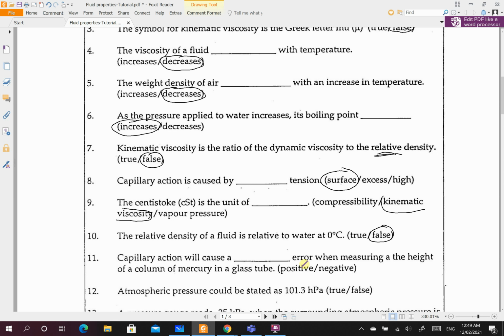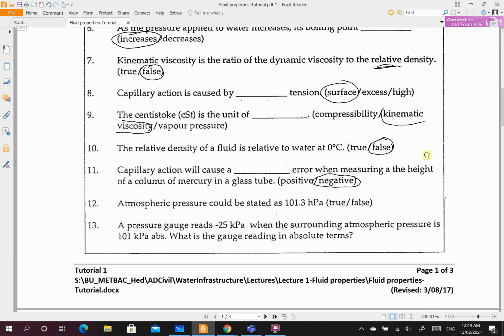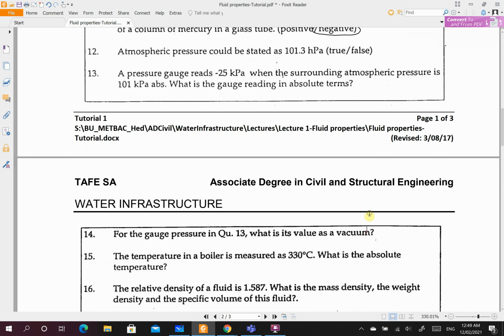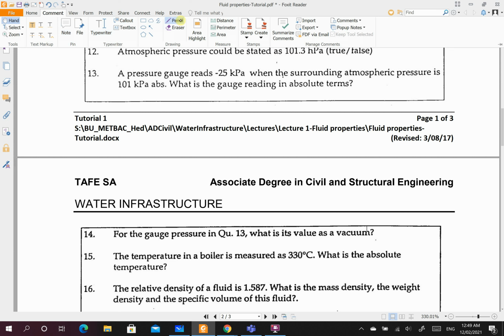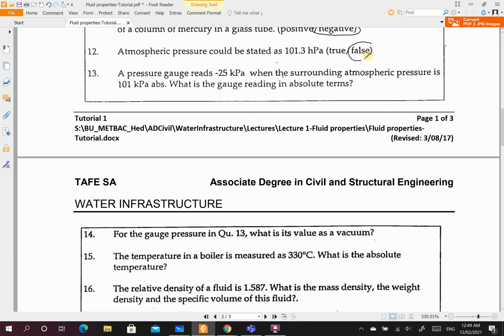Capillary action will cause a positive or negative error when measuring the height of the column of mercury in a glass tube. So it causes a negative error. Alright. Let's keep going down a little bit. So atmospheric pressure could be stated as 101.3 hPa. True or false? Well, that there is false. Alright, that should be in kPa. Alright, so 101.3 kPa or 1013 hPa.